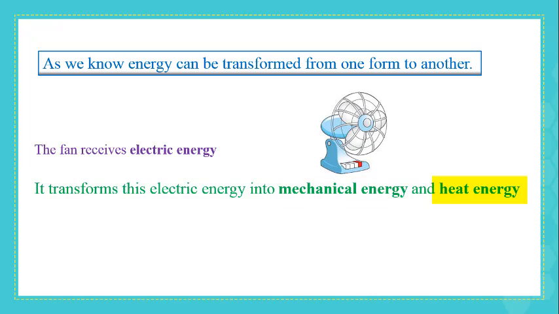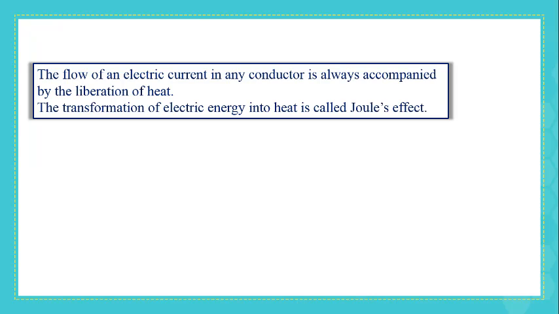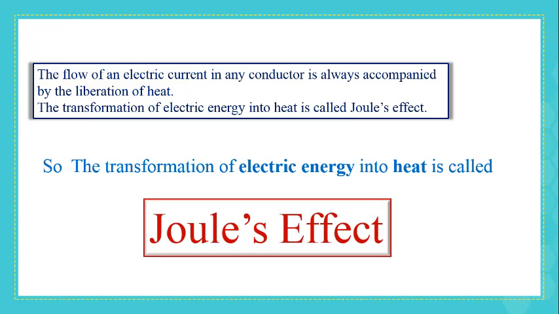Let's take another example, the lamp. It receives electric energy, transforms it into useful light energy, and lost heat energy. Note that the flow of electric current in any conductor is accompanied by the liberation of heat. The transformation of electric energy into heat is called Joule's effect.